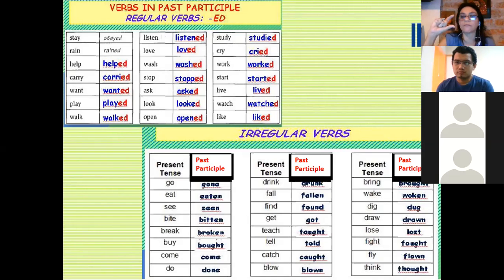These are just a few verbs that you need to know. There are 1,000 verbs, okay? And it is important for you to know simple present, simple past, and past participle, because we use them a lot. And for passive voice, we need past participle verbs. So this is just a reminder for you to study your verbs.